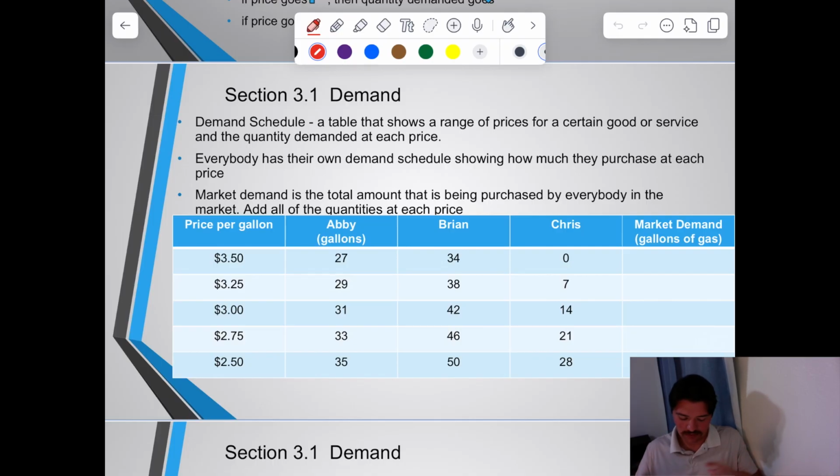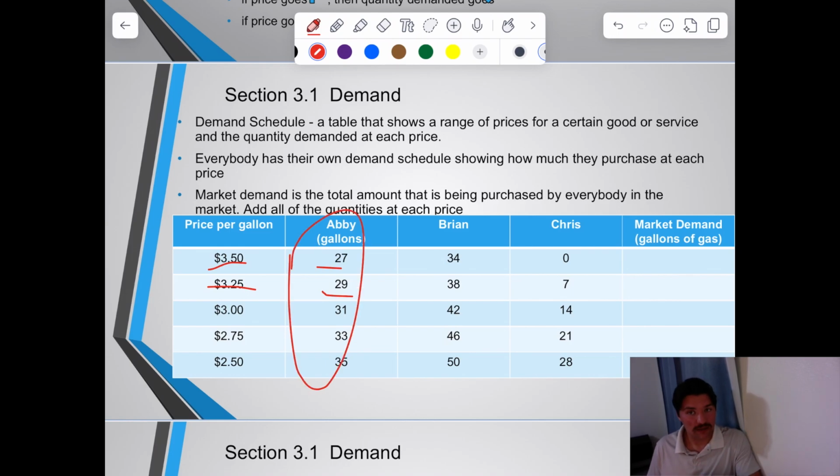A demand schedule is just a table that shows a range of prices for a certain good or service, and then the quantity at each of those prices. So this is showing us the difference between demand and quantity demanded. Your demand is saying, hey, if the price is this, I'm going to buy this. If the price is this, I'll buy that, right? This entire thing, all of the quantities demanded, that is your total demand, right?